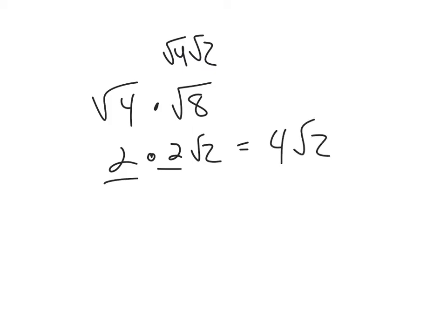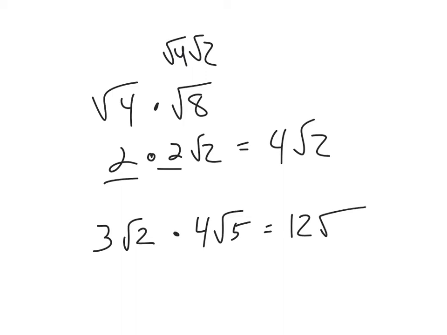Okay? So what if I have radicals and things outside the radicals? So let's go 3 radical 2 times 4 radical 5. I multiply the two things that are outside the radical. 3 times 4 is 12. And then I multiply the two things that are inside the radical. 2 times 5 is 10. And we're done. That's all we have to do. That's all that we're looking for.